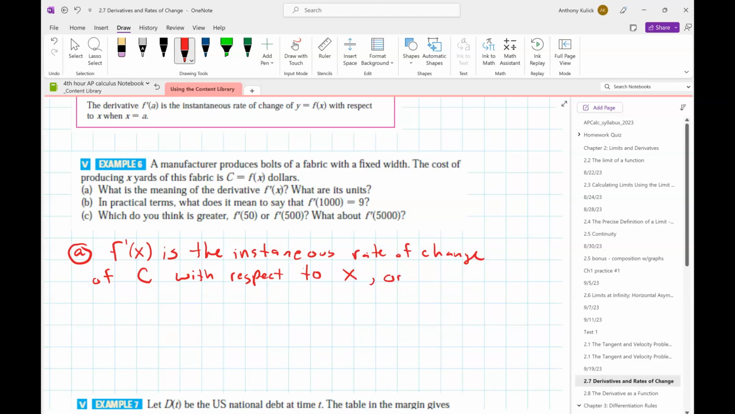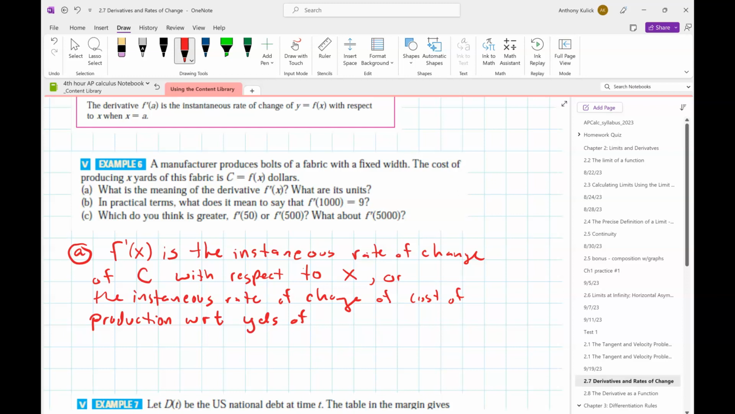Or, in other words, the instantaneous rate of change of cost of production with respect to yards of fabric produced. Oops, forgot to say fabric. So our unit here would be dollars per yard.